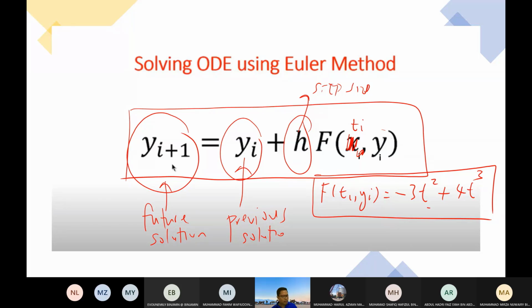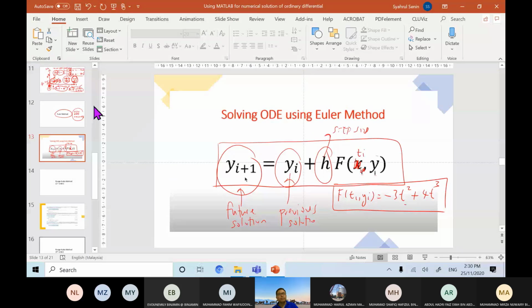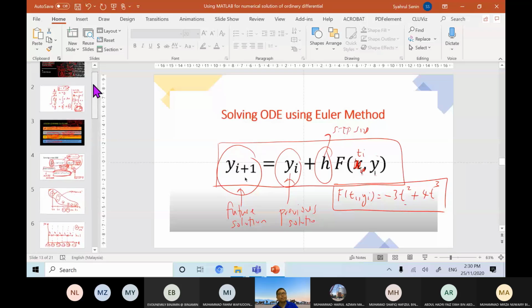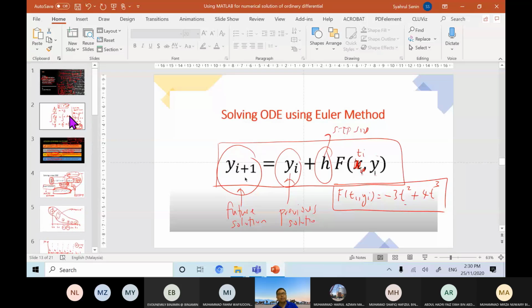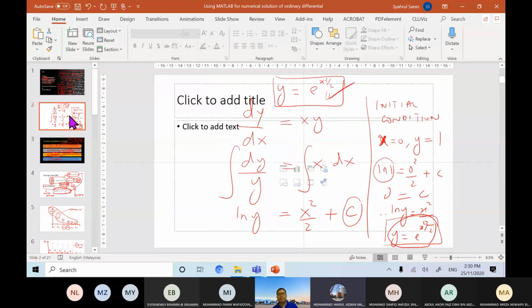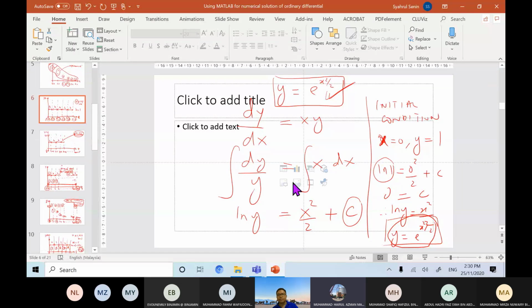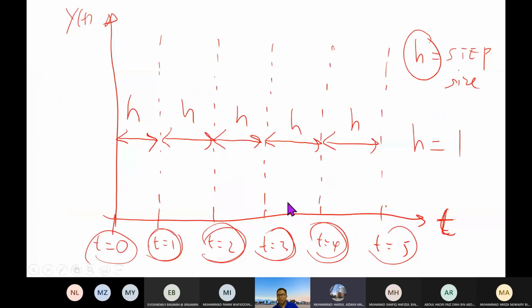Okay, boleh? So now we want to solve this by using Euler. Any questions so far? Nak tanya sir. Yes. Apa yang dimasukkan dengan previous dengan future solution? Maksud dia equation dia ke apa? Okay, good question.